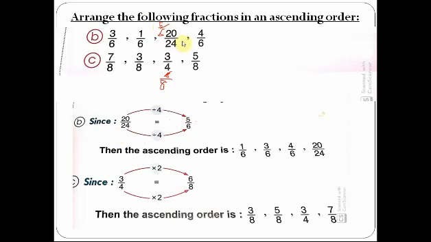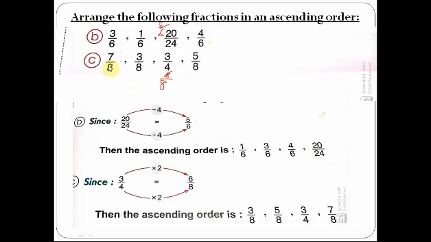Can I arrange now? Yes. It will be easy now. All the denominators are 6. So the smallest numerator is the smallest fraction. The smallest numerator here is 1. So 1 over 6 is the smallest. Then 3 over 6. Then 4 over 6. Then 5 over 6, which is 20 over 24.